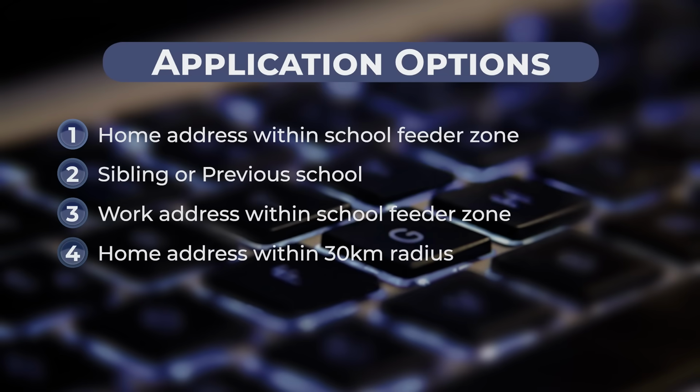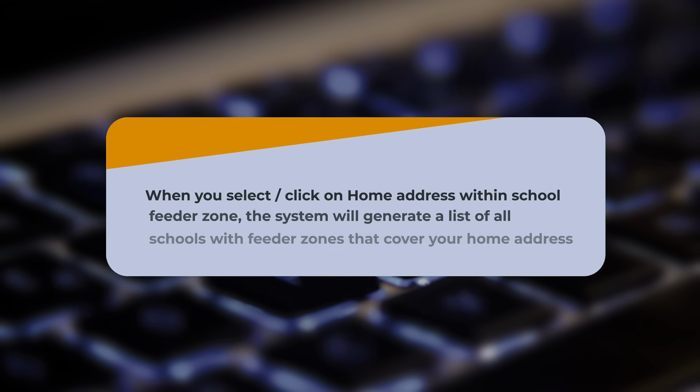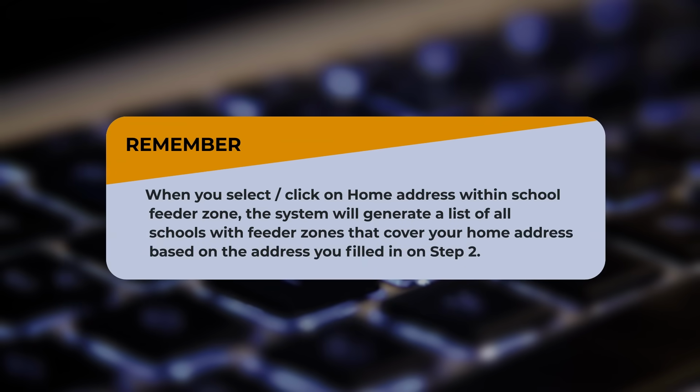Number 4, home address within a 30-kilometer radius. Number 5, home address beyond a 30-kilometer radius. Number 6, schools of specialization. Remember, when you select or click on home address within school feeder zone, the system will generate a list of all schools with feeder zones that cover your home address based on the address you filled in Step 2.